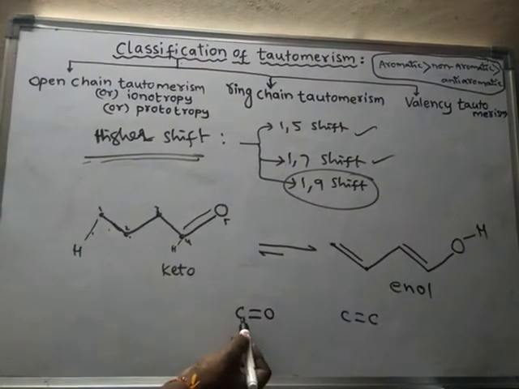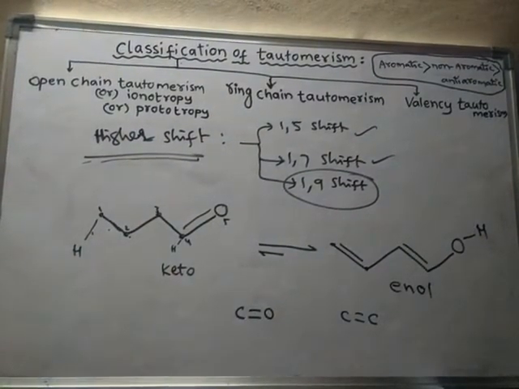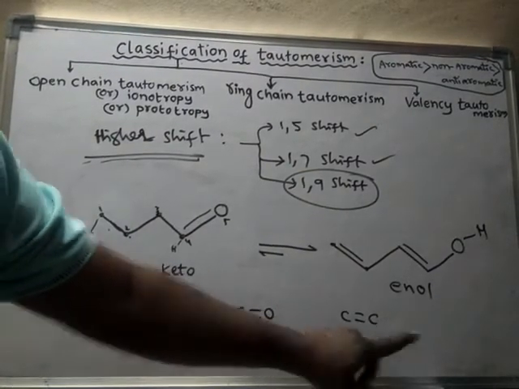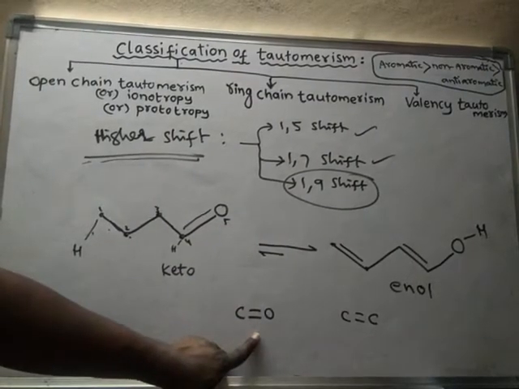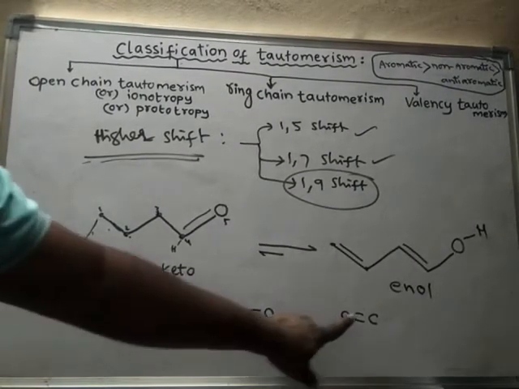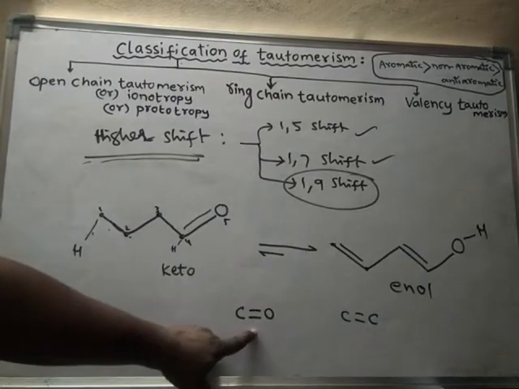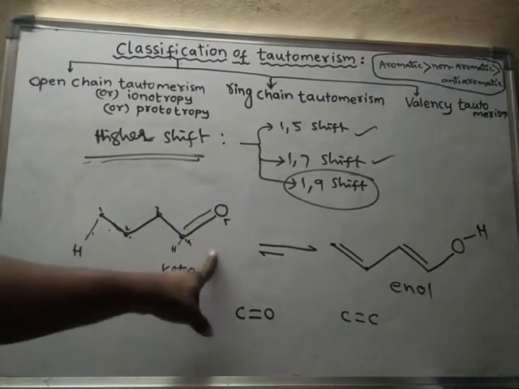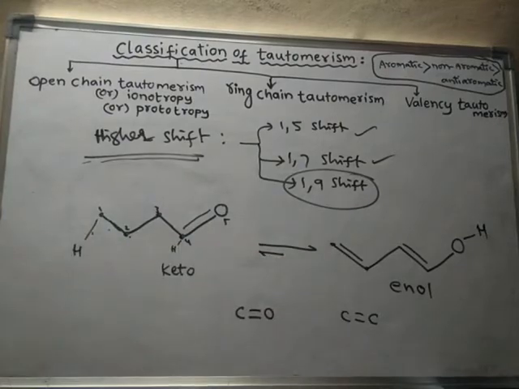So if there is a double bond between carbon and oxygen, this is a stronger bond than the double bond between carbon and carbon. So to break this one, it requires more energy. As it requires more energy, hence it is the more stable form. It cannot be broken easily. So hence it is more stable than this one.